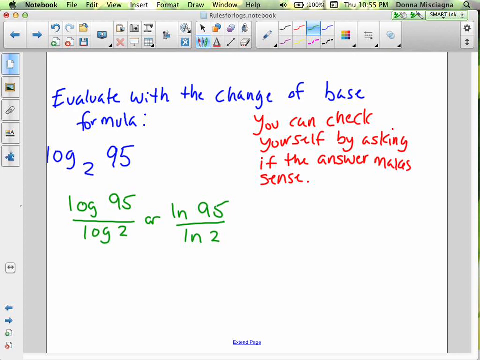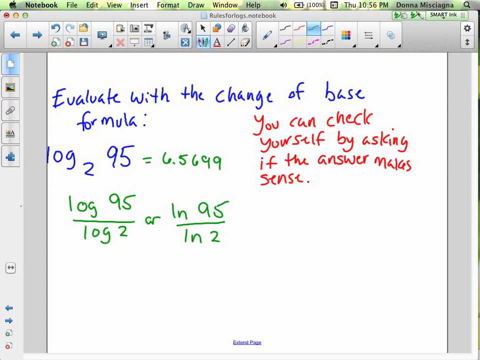gives us 6.5699, or I guess you can round that, but that's fine, 6.5699. All right, so let's see if that makes sense.